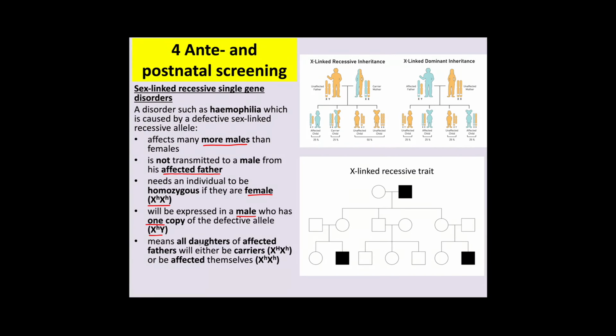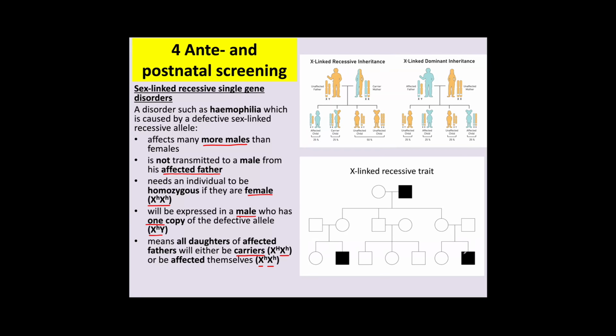It also means that all daughters of affected fathers will either be carriers, so they'll have inherited this here from the dad. Okay, daughters get the X chromosome from their dad, sons get the Y chromosome. Or the daughters will be affected themselves if they inherit a recessive allele from mum and a recessive X chromosome from dad as well. Okay, so if we have a look at the pattern of inheritance in this family tree, we can see here we've got a parent with the condition, but then it doesn't appear in the next generation, but then it appears in the generation that follows. And that's one of the clues that tells us it's going to be recessive rather than dominant.